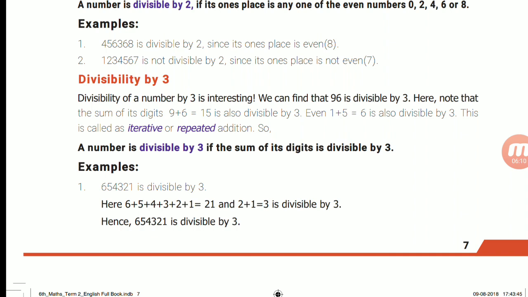Okay, here they have given another example. 6,54,321. If I add it, we will get 21. So once again, 2 plus 1 is 3. So 3 is divisible by 3. So 6,54,321 is also divisible by 3.